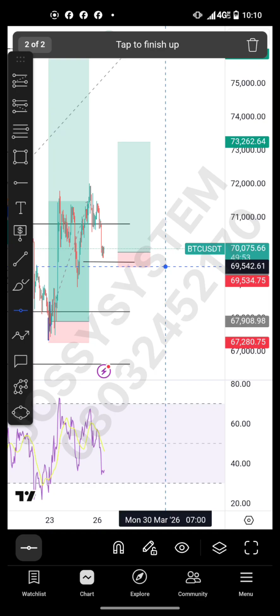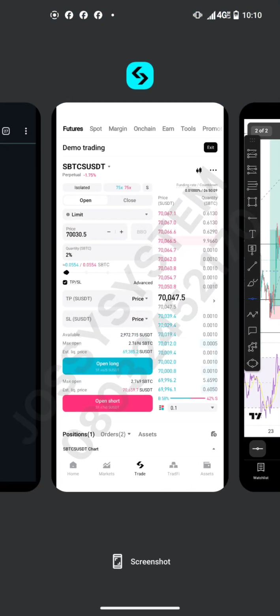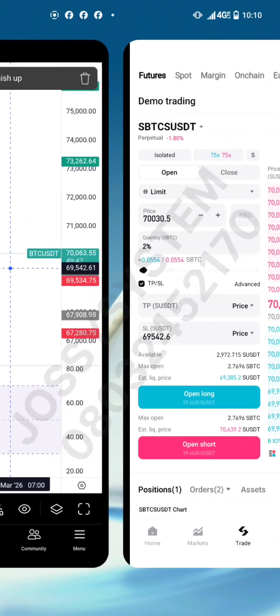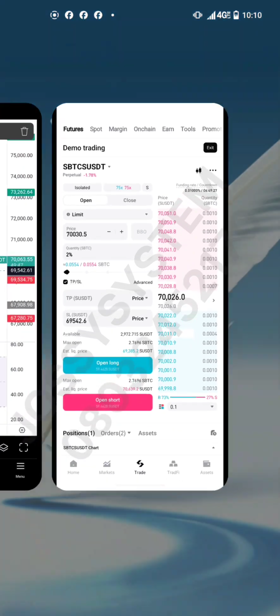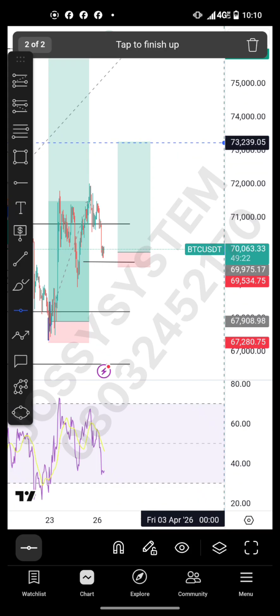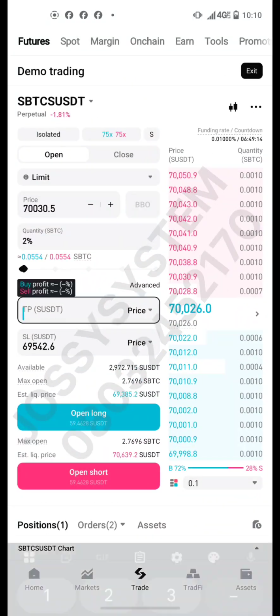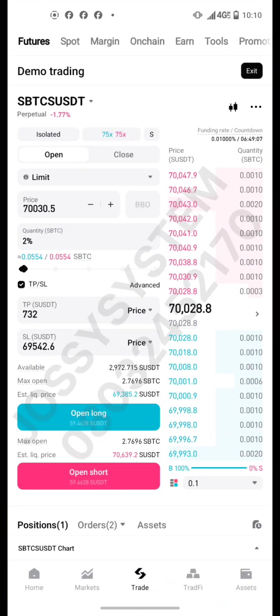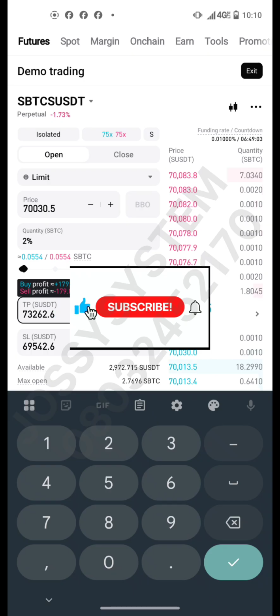That is 69,542.61. Is it 61? But you can only have one decimal place, so 69,542.6. Then my take profit, I think I have it at 73,262.64. Is it 2 or 600? That is 2, 262.64. You can only have one decimal place.